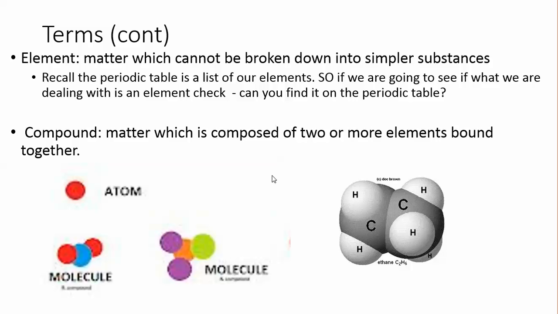A compound is matter which is composed of 2 or more elements bound together, and so if we take this atom and we bind it together with other things, then we form a molecule, and here's some different examples. And the words molecule and compound are used interchangeably. We'll explain a little later why there's a subtle difference between those two, but it's not important right now.